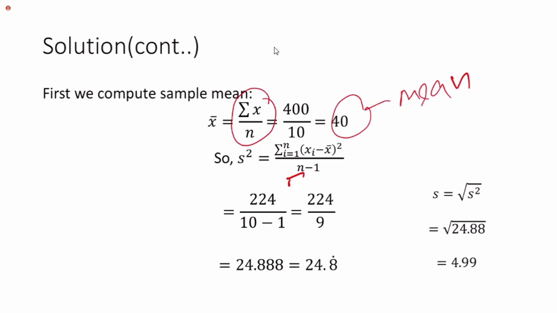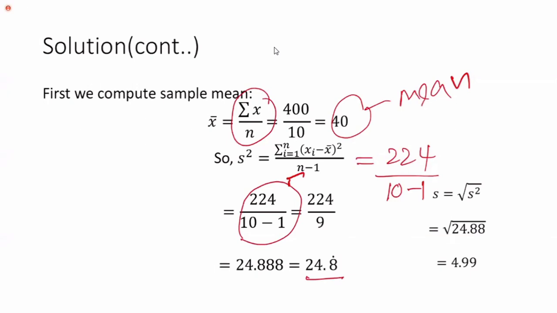N is 10. Okay, we had only 10 elements. So substitute those measures in this formula, then you will get sigma (xi minus x bar) squared, that is the summation of square terms, that is 224 divided by 10 minus 1. Here you have that calculation. And finally, you will get 24.8.